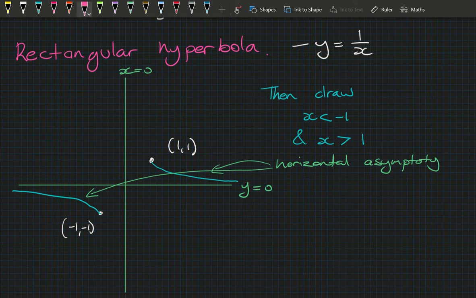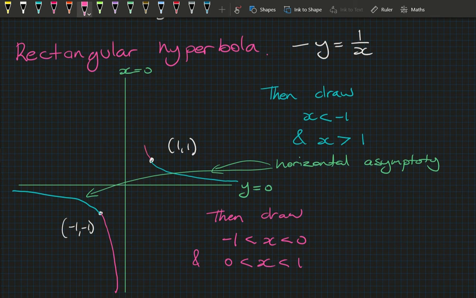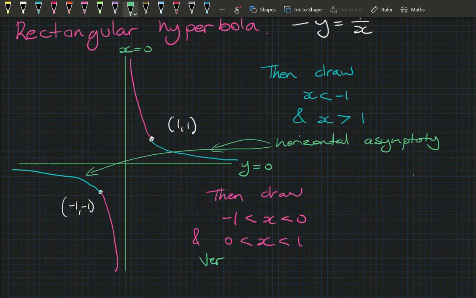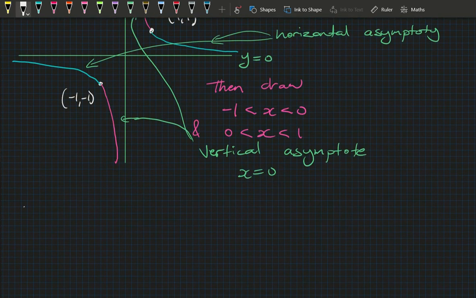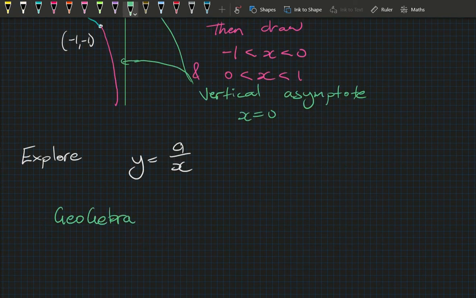So then we can mark in the part where x is between -1 and 0. Okay, and I'll mark that in now. And then you can do the bit where x is between 0 and 1, which is this one here. And that will give us the vertical asymptote x equals 0. And the reason we say rectangular is because you can see we've got the two different asymptotes at 90 degrees to each other. So this is all limited by my drawing. So it is time for us to explore y equals a divided by x using this GeoGebra applet.